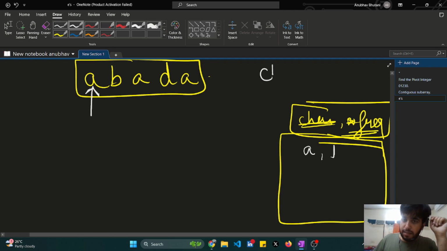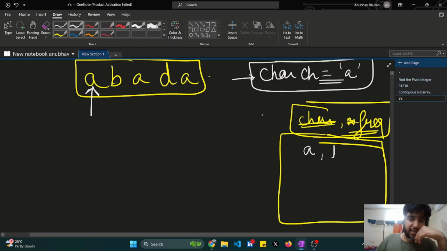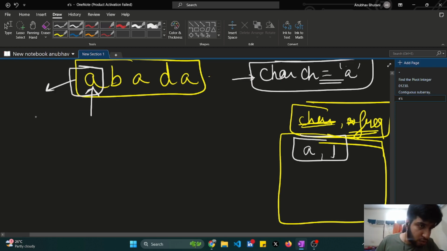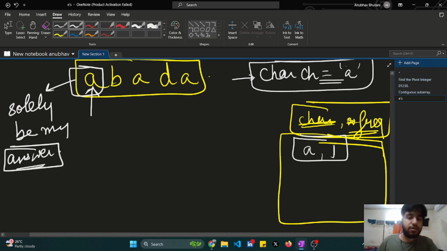Okay, and my character to be found is a only. So after adding it in my map, I'll just check if a exists in my map. Why did I add it before? Because a can solely be my answer also. So I have to add it to the map so that this doesn't get ignored.